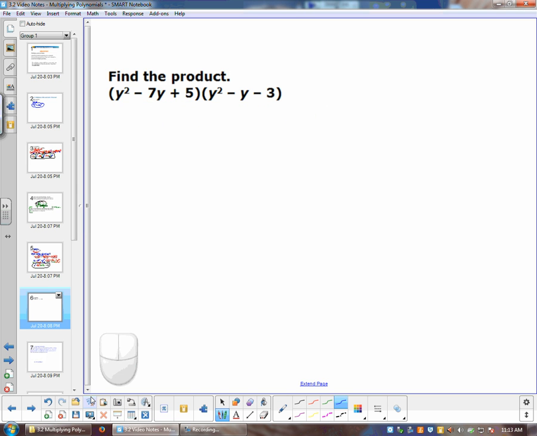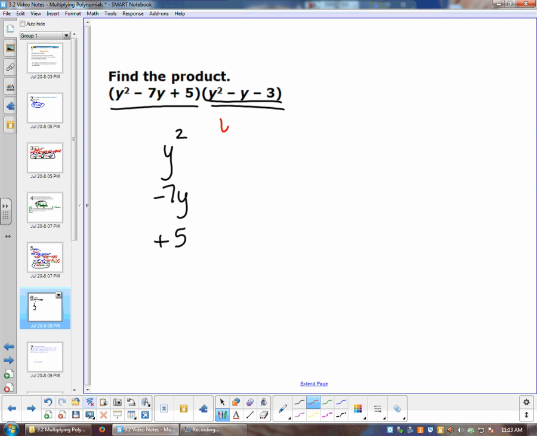And so let's do this in a box method, which is another way that you can use when you are multiplying. So in order to do the box method, I'm going to take these 3 terms and write them vertically. So y squared minus 7y plus 5. And I'm going to take these 3 terms and write them horizontally across the top. So y squared minus y minus 3.